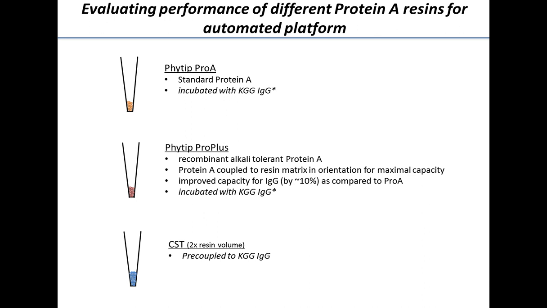So as a part of optimizing options for our automated platform, we also evaluated the performance of different protein A resins that were available to us. Phynexus had 2 different protein A resins available for use in their 5-tip format: the Pro-A protein A resin, which features the standard protein A, and they also offer a Pro Plus line, which features a recombinant alkali-stable protein A that's coupled to the resin matrix in an orientation for maximal capacity.